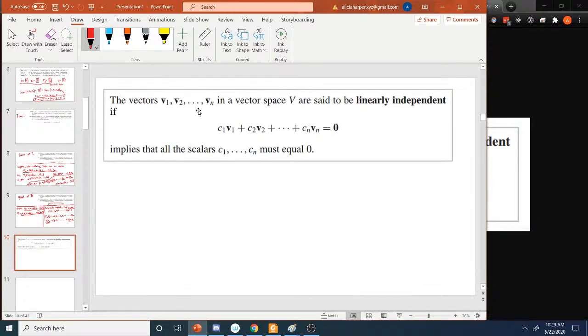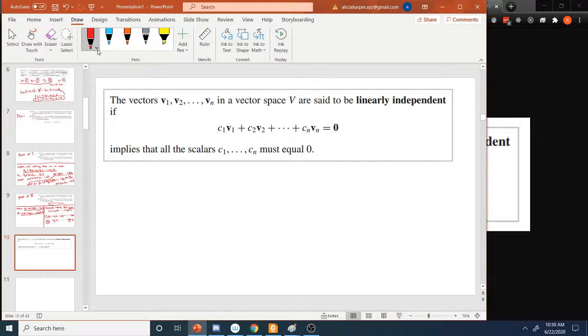Given n vectors in a vector space, v1, v2 through vn, we say they are linearly independent if c1 times v1 plus c2 times v2 plus and so on, plus Cn times Vn is equal to 0 implies that all of these scalars must themselves be equal to 0.